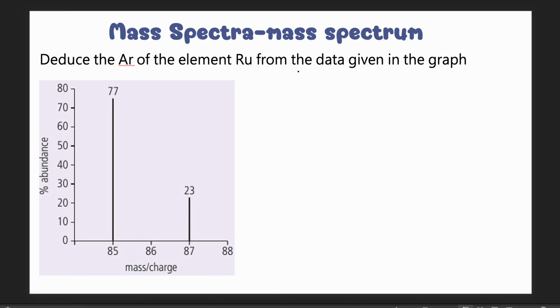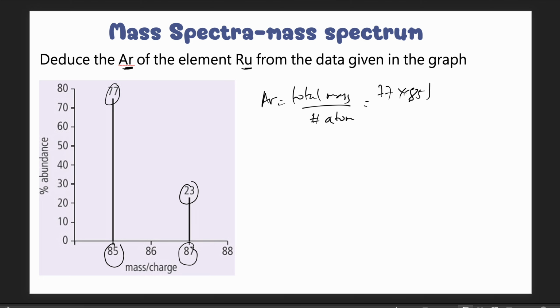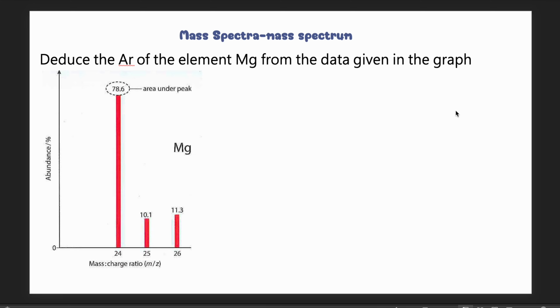Next is rubidium. Determine the relative atomic mass of rubidium from this mass spectrum. So 85 is 77%, and 87 is 23%. So the Ar is total mass divided by number of atoms. Number of atoms is 77 plus 23. So 77 times 85 to calculate total mass, plus 23 times 87, divided by 100. You get 85.46.